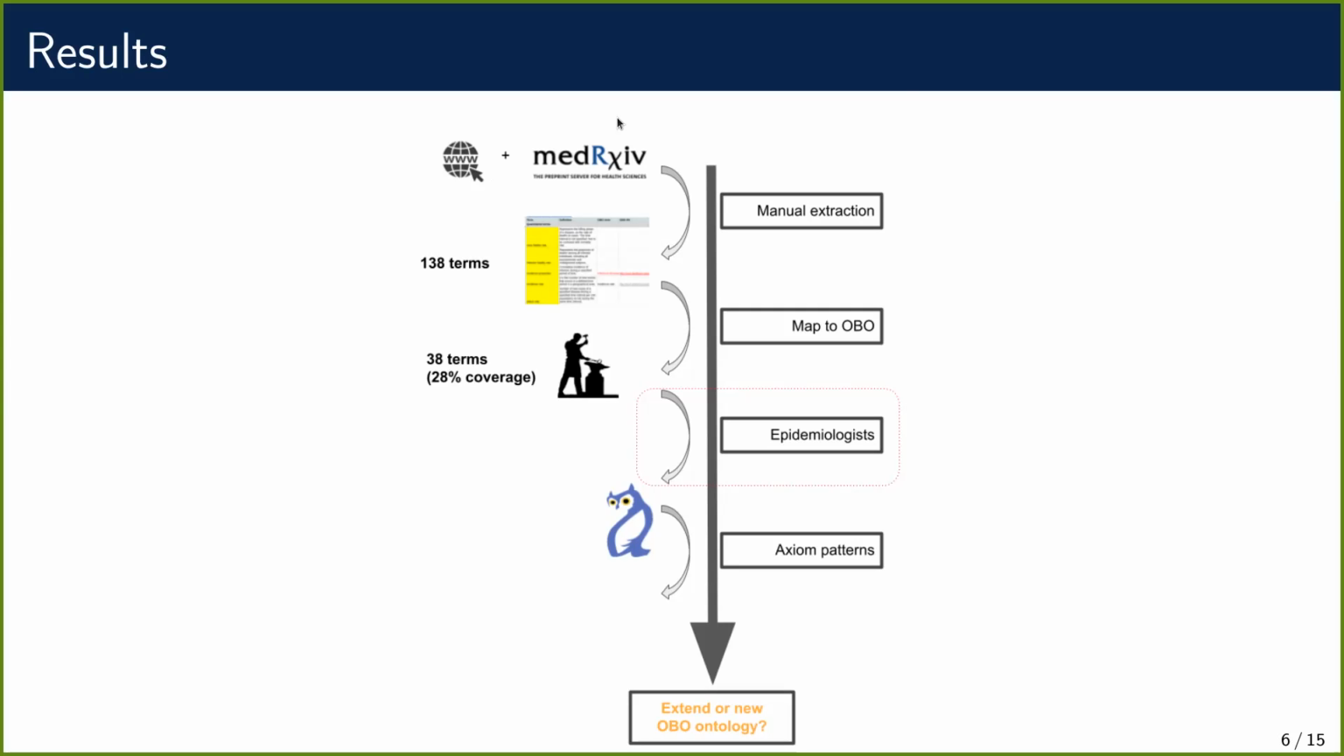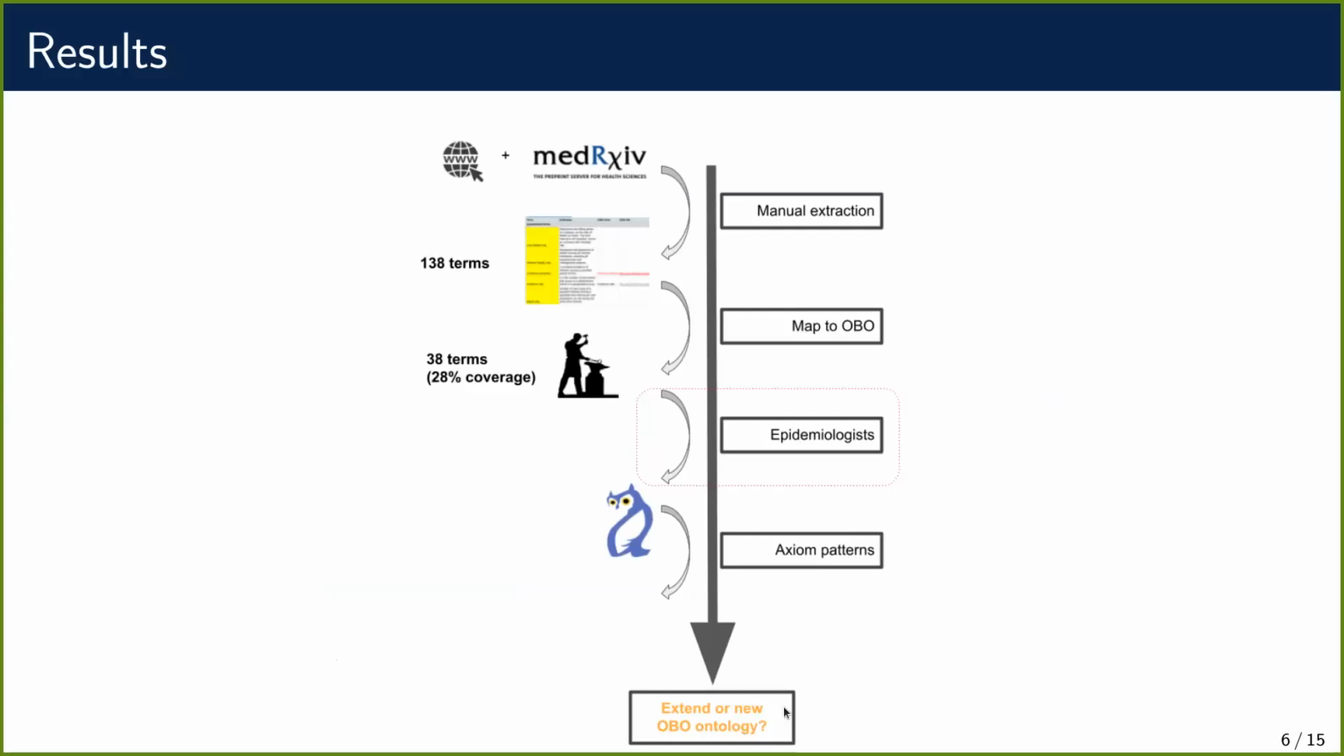This plan, which you can see on the right, consisted of the extraction of epidemiological terms for COVID-19 and checking the coverage in OBO, evaluating this list of terms with epidemiologists, refining it, and evaluating if it was necessary, with these terms, to make action patterns, to extend an existing ontology, or to develop a new one.